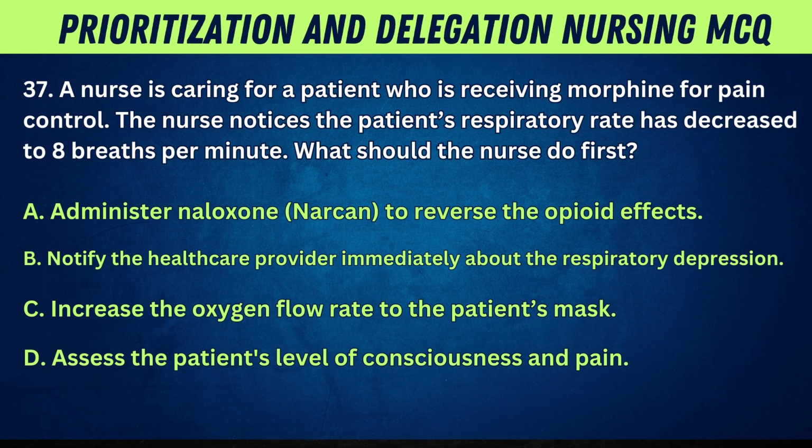37. A nurse is caring for a patient who is receiving morphine for pain control. The nurse notices the patient's respiratory rate has decreased to 8 breaths per minute. What should the nurse do first? A. Administer naloxone (Narcan) to reverse the opioid effects. B. Notify the healthcare provider immediately about the respiratory depression. C. Increase the oxygen flow rate to the patient's mask. D. Assess the patient's level of consciousness and pain.